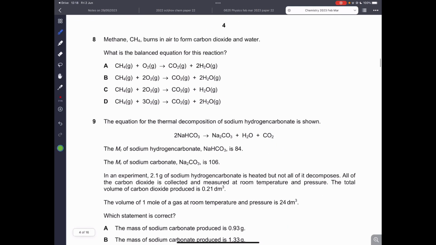Question number 8. Methane CH4 burns in air to form carbon dioxide and water. What is the balanced equation for this reaction? Well, it's not number 1 because it's not balanced, so let's look at B. Why is B the right answer? Well, let's look at this.